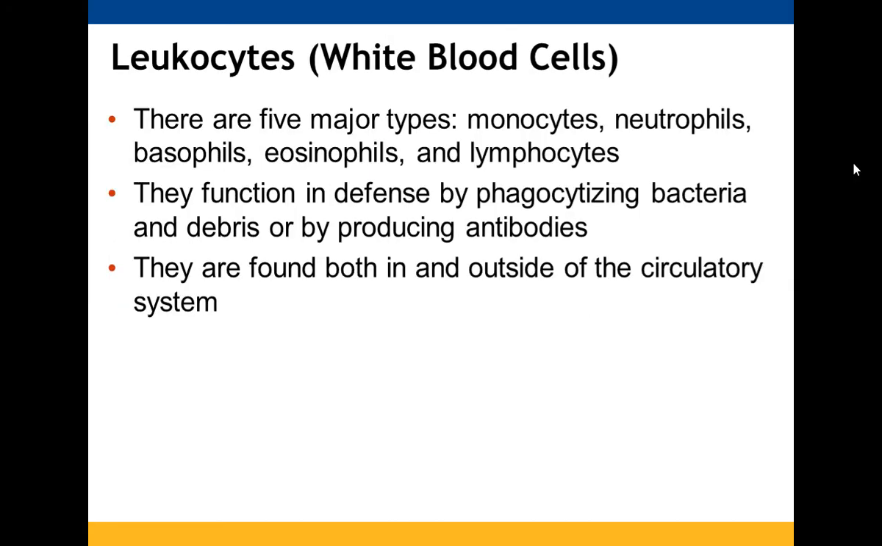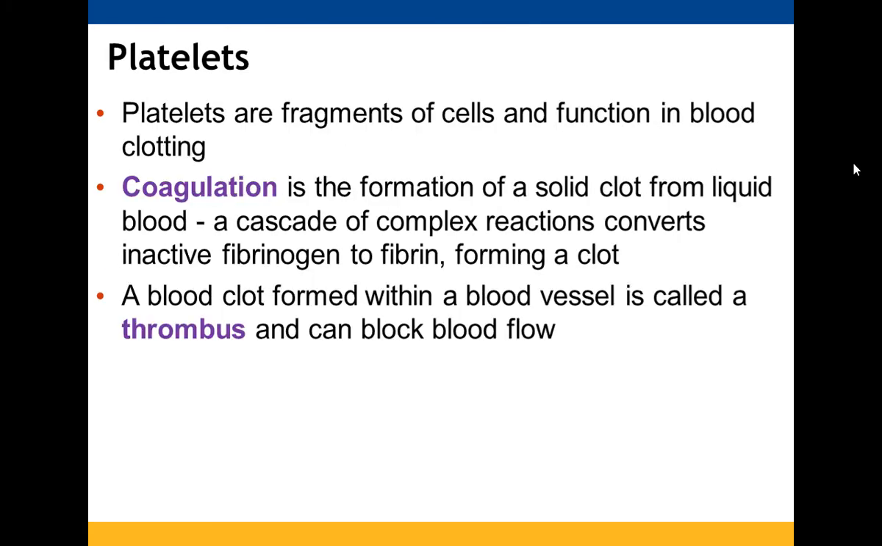Leukocytes, your white blood cells: monocytes, neutrophils, basophils, eosinophils, and lymphocytes. These help to break down the bad things that enter, aka bacteria, or just generic debris, things that have started to break down. They also help to make antibodies. We'll spend a little bit more time talking about that, I believe, in our next chapter. They are not just found in the circulatory system, but they are found in other places as well. And then we have our platelets.